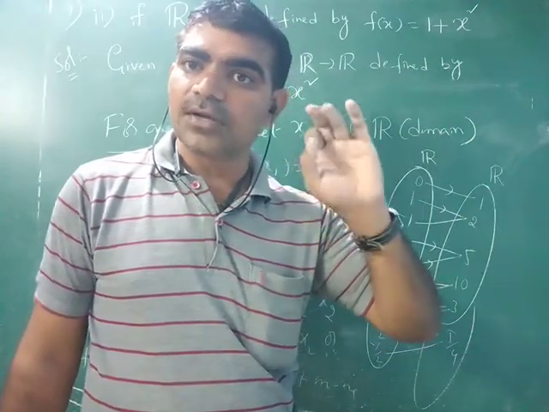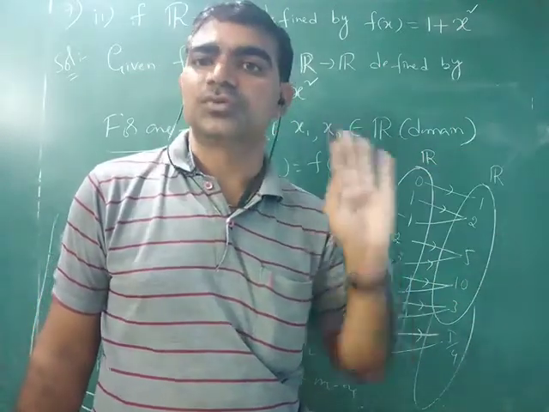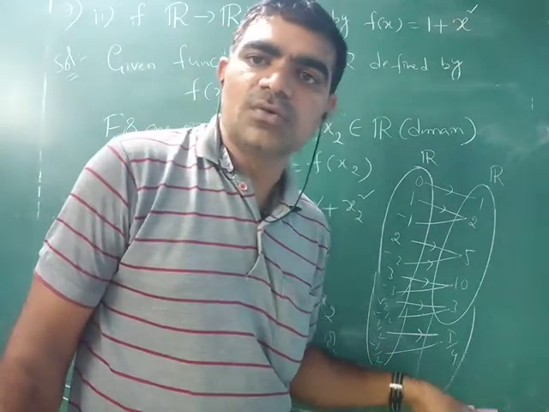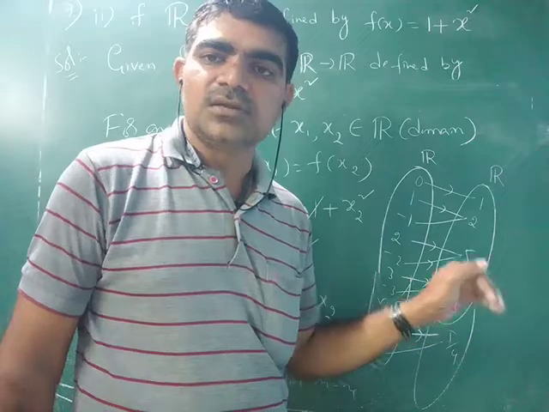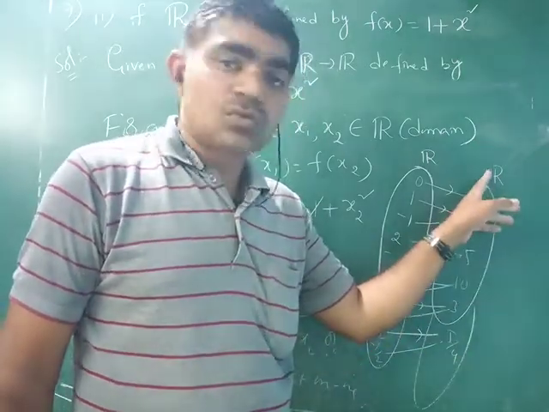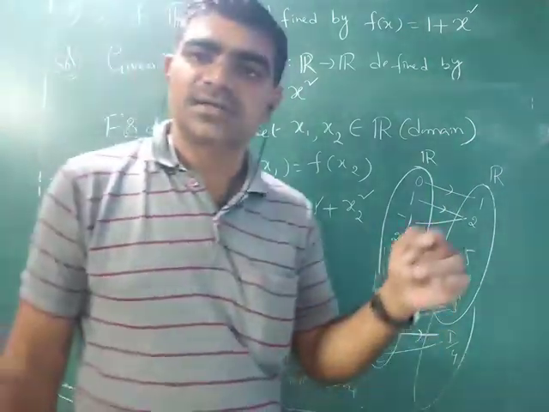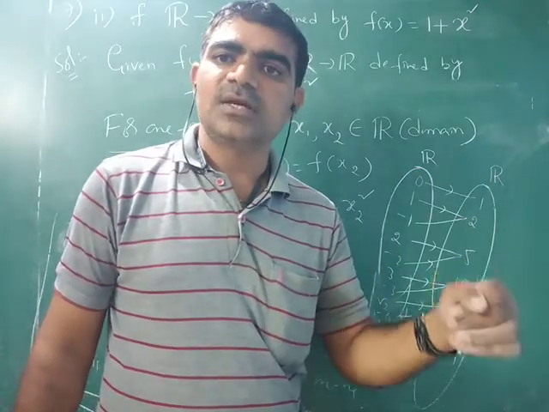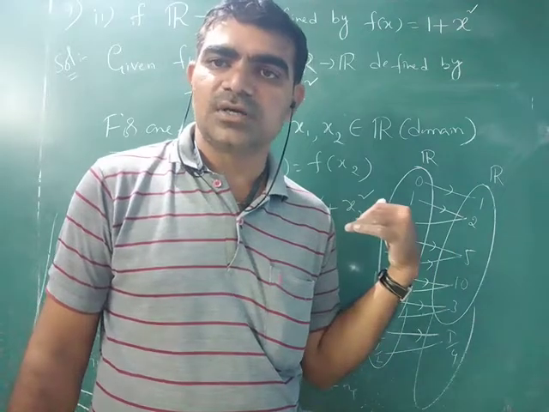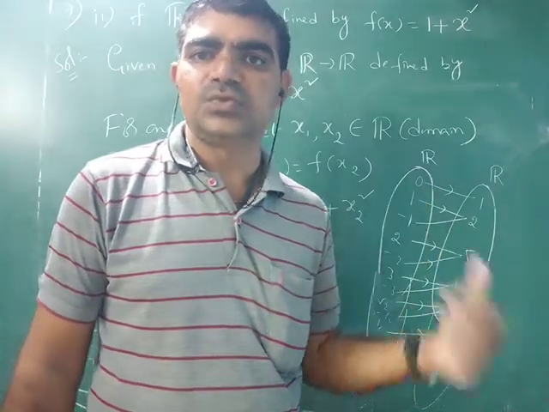I am not telling non-negative real numbers. Positive real numbers, not 0, without 0, only positive real numbers. So that's why this function is not onto, because the range is positive real numbers, but the codomain is real numbers. So real numbers are not equal to positive real numbers. Codomain is not equal to range set, so that's why it is not onto. So this is neither 1-1 nor onto. Hence it is not bijective.